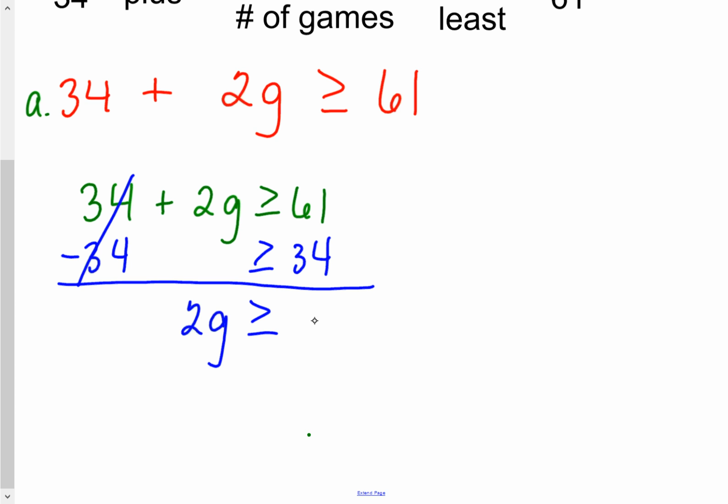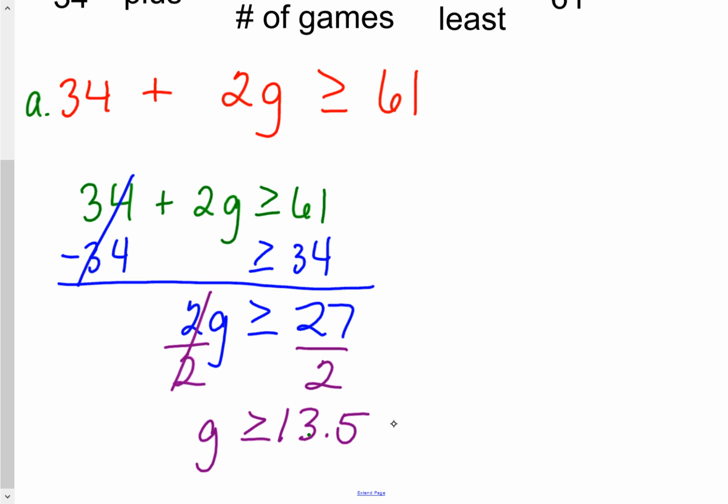27. Okay, so now we're going to have to undo the multiplication. So I'm going to divide by 2 on both sides of the inequality. 2 divided by 2 gives us 1. So g is greater than or equal to 13.5, which is kind of weird.